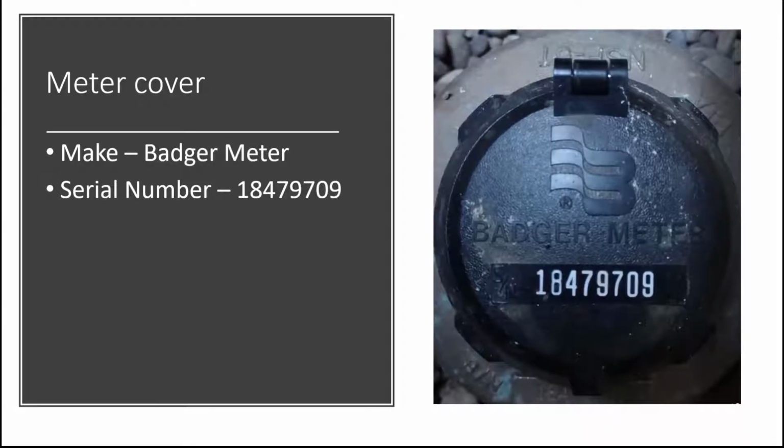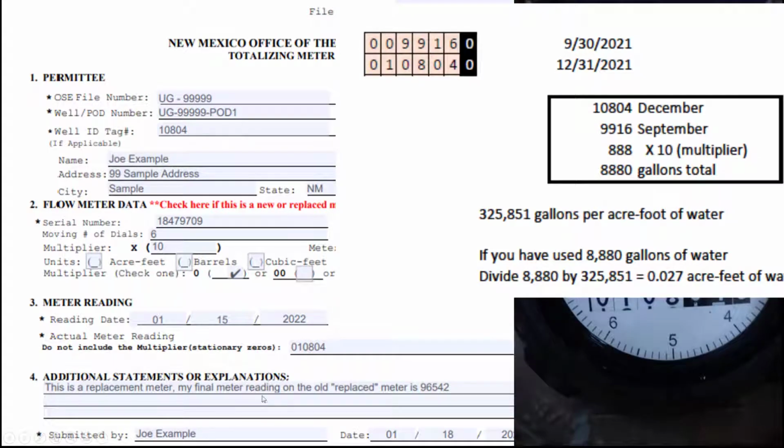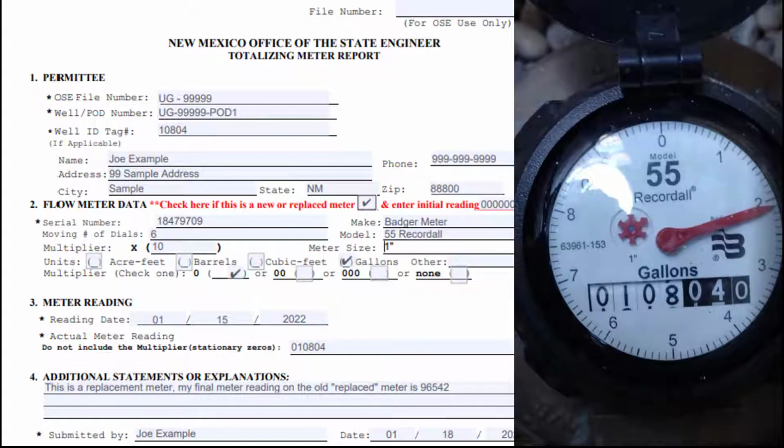So here is an example of a Badger meter, and the serial number is 184799709. You can see that the model is a 55 Recordall. It's measured in gallons. It's a 1-inch diameter. The multiplier is 0. There is only one stationary 0, so that means the multiplier of your meter is 10. The reading is only the numbers that move, which would be 0, 1, 0, 8, 0, 4. And that is the number that you would take over to the form, or that is the number that you would enter into the system if you are doing it online.